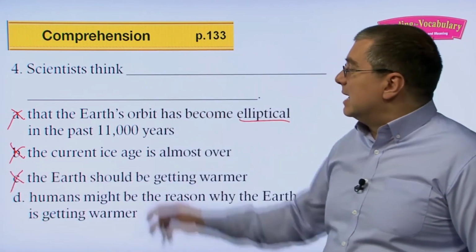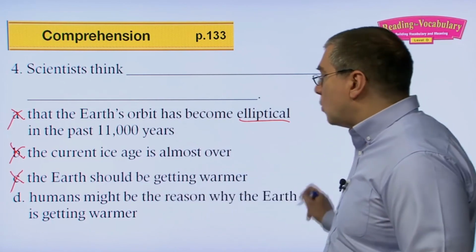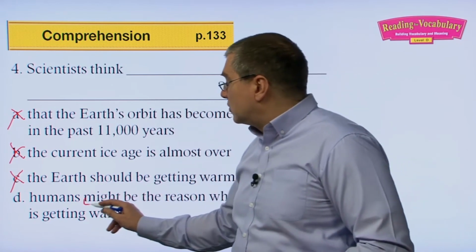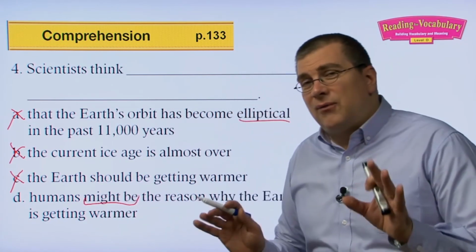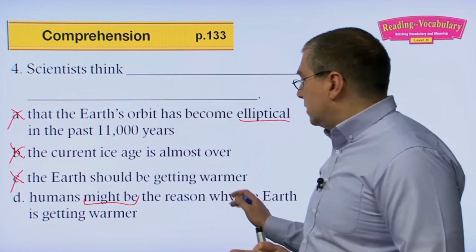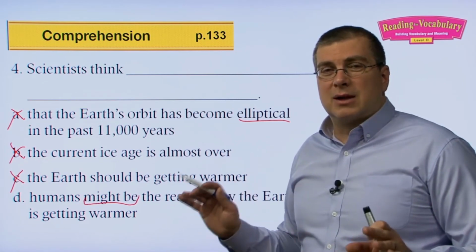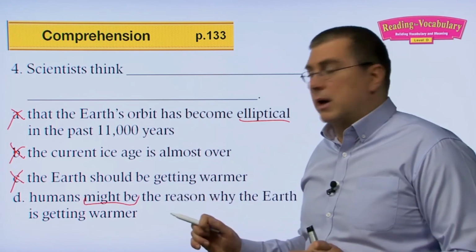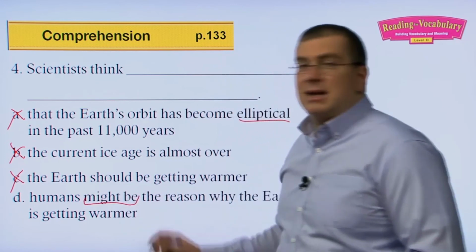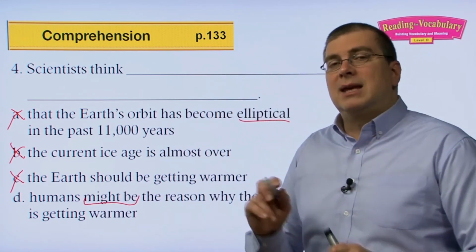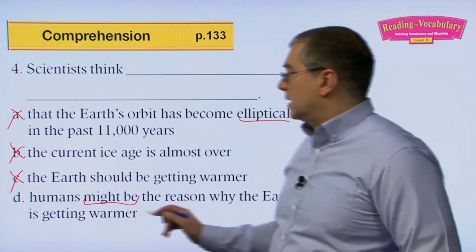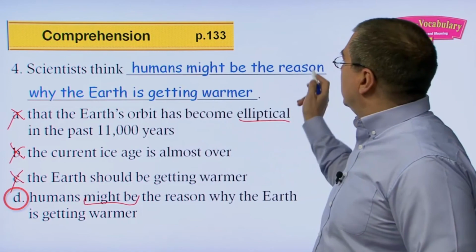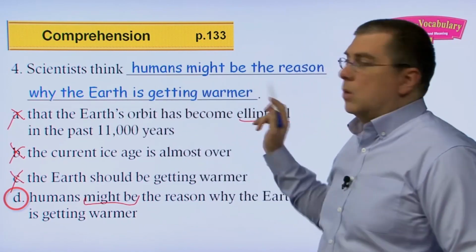So that leaves us with D. Scientists think humans might be the reason why the Earth is getting warmer. Yes, the passage said that, but they're not sure. That's why they said might be. There's a lot of factors that affect the Earth's climate, right? Many scientists believe that there is a global warming period going on, and they think humans might be. They can't say 100% for sure. They think humans might be the reason why the Earth is getting warmer, and that's what the passage said. So, scientists think humans might be the reason why the Earth is getting warmer.